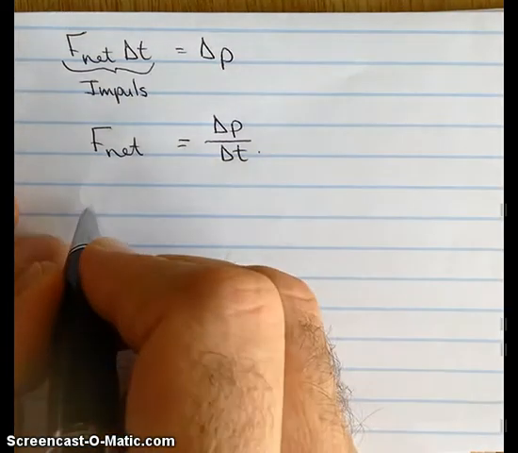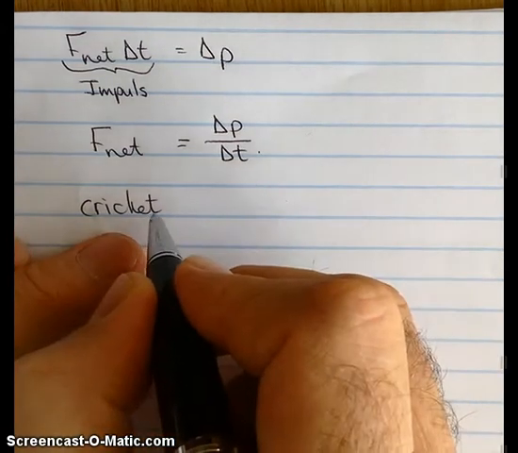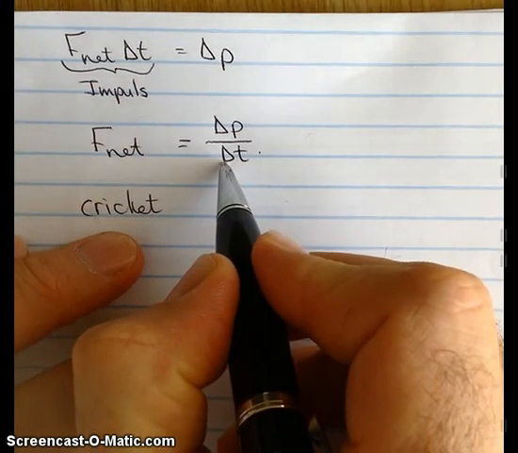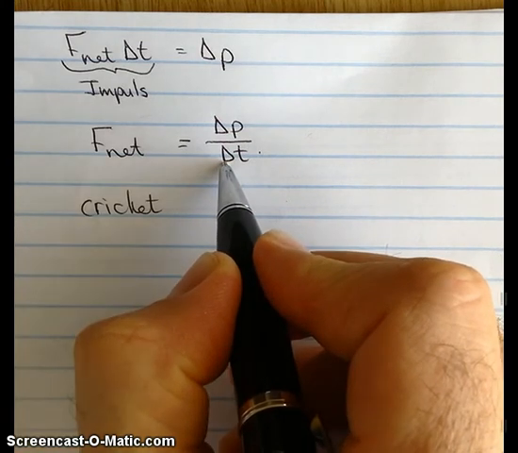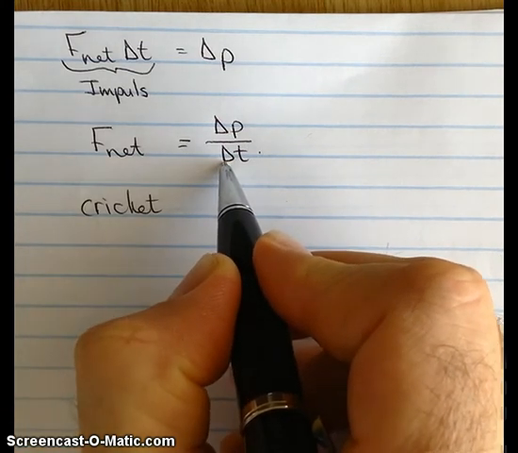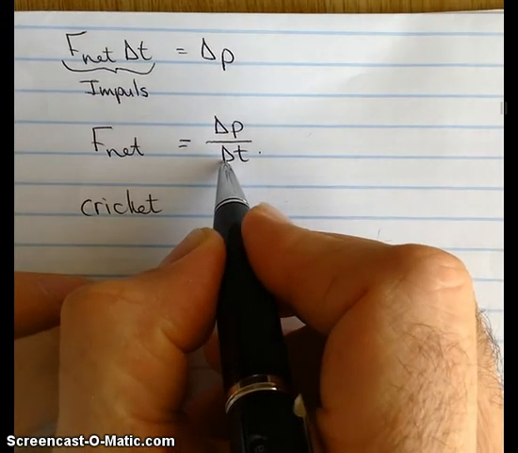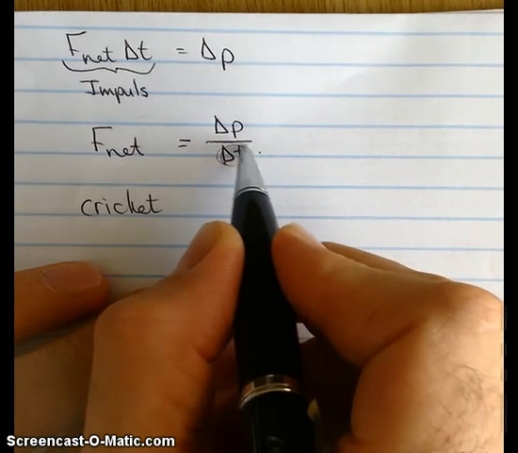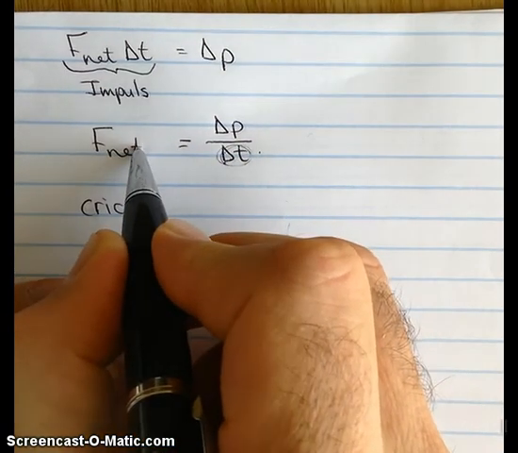Now, if we look at specifically cricket, that's the first one that I want to talk about. If you think of how a cricket ball is caught, you usually catch it with the hands brought backwards, and in that bringing backwards of the hands, you actually extend the time of impact. Therefore, if you make the denominator more, you will actually have a smaller net force acting.